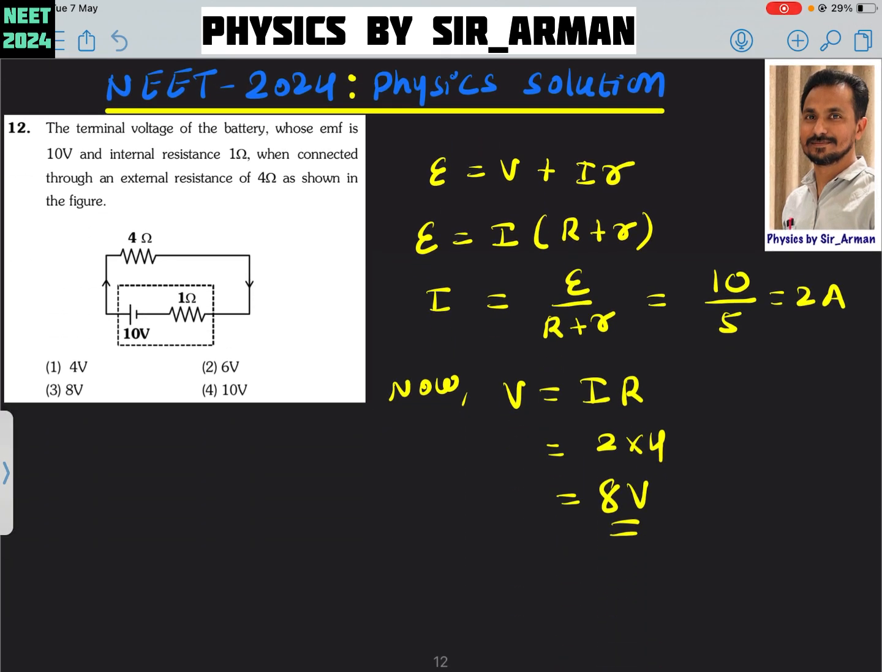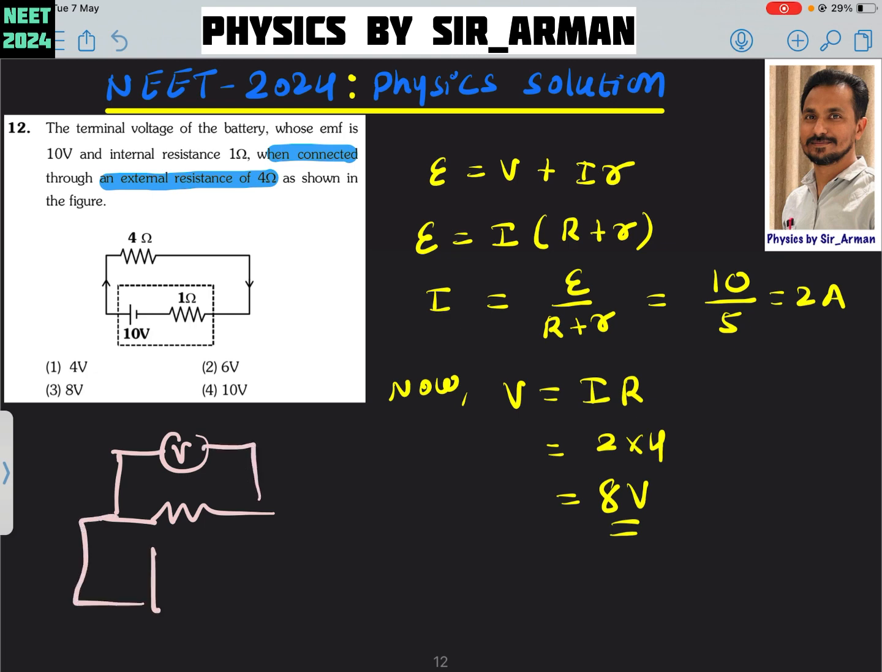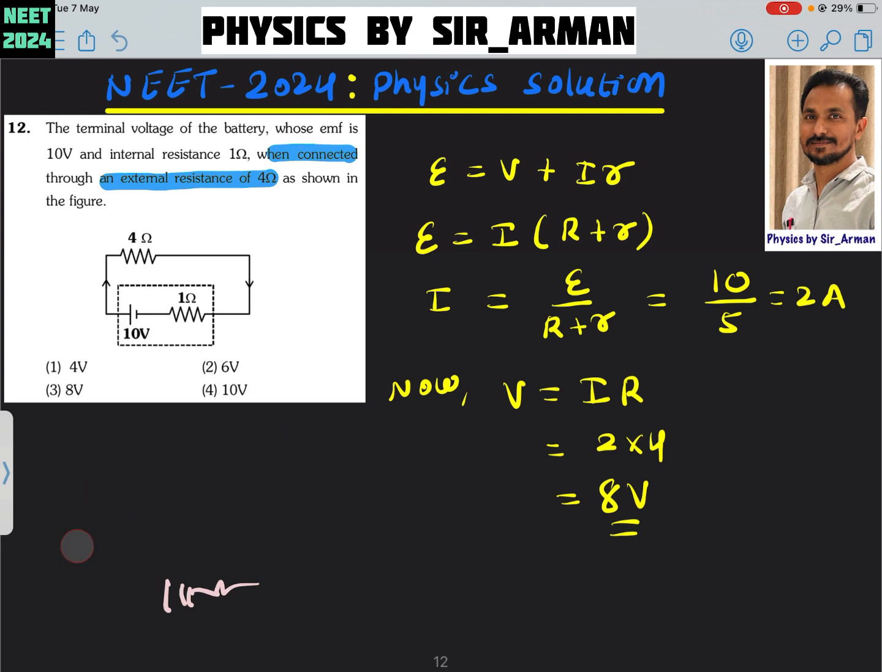Question number 12. A battery has an EMF of 10 volt and internal resistance of 1 ohm, and it is connected through an external resistance of 4 ohm as shown in the figure. We have to find the terminal voltage. What is terminal voltage? The terminal voltage is the voltage developed across the external resistance connected to the battery having some internal resistance, which is given in the figure, so no need to draw.